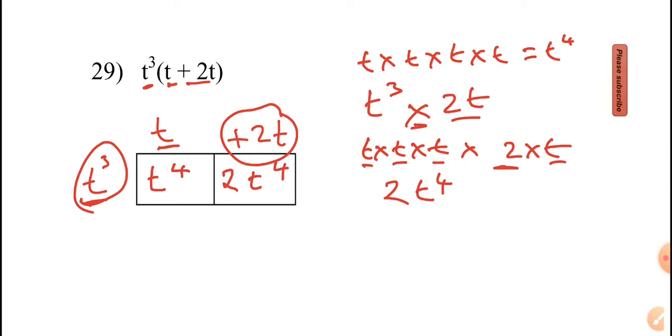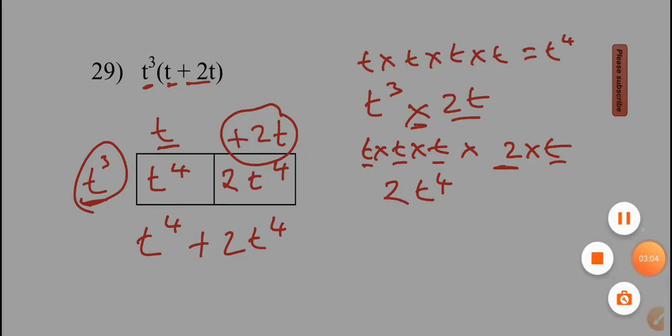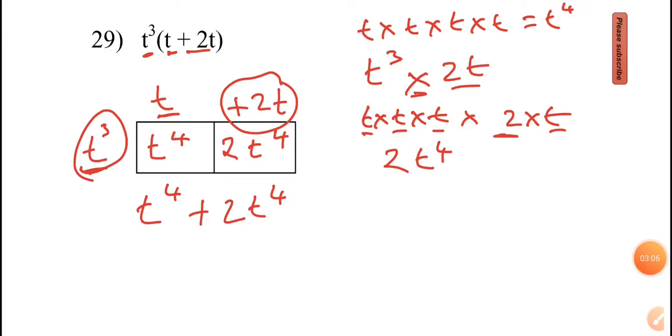So the final answer is going to be t to the power of 4 plus 2t to the power of 4, which can in fact be simplified, because t to the power of 4 is like saying 1t to the power of 4. So 1t to the power of 4 add 2t to the power of 4, so we could in fact just write 3t to the power of 4.